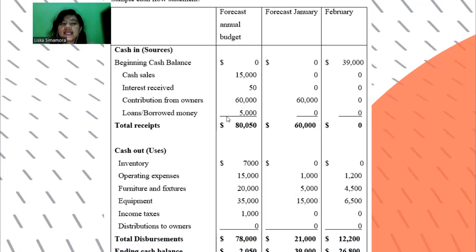So this one is the cash flow statement. You will present the cash in, it means the money coming to your cash, and the cash out, the money going out from your cash.